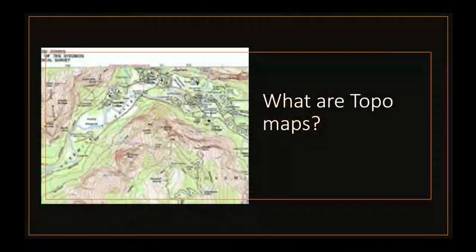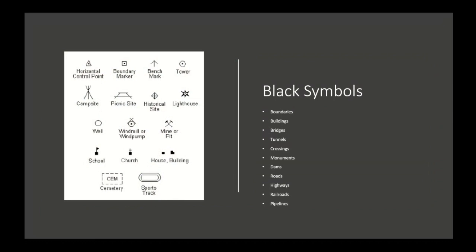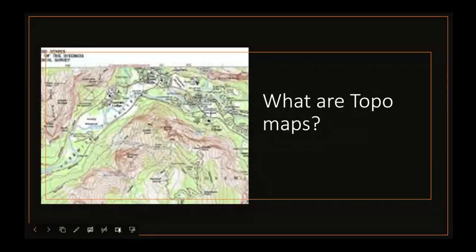All right, so what are topographic maps? They are detailed records of geographic positions and elevations of both natural and man-made features. And they show the shape of the area and the characteristics of the land that you're in by using what we call contour lines.